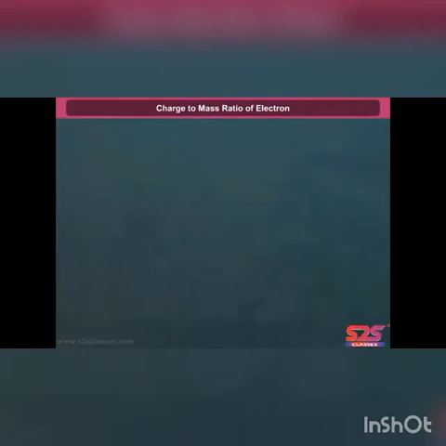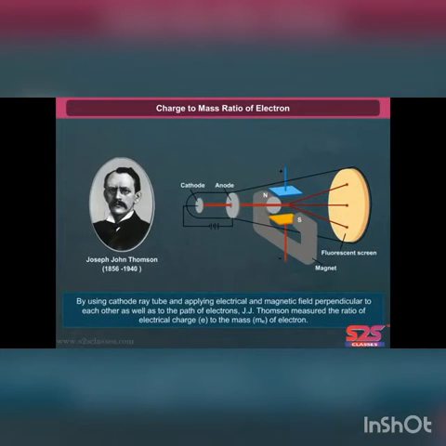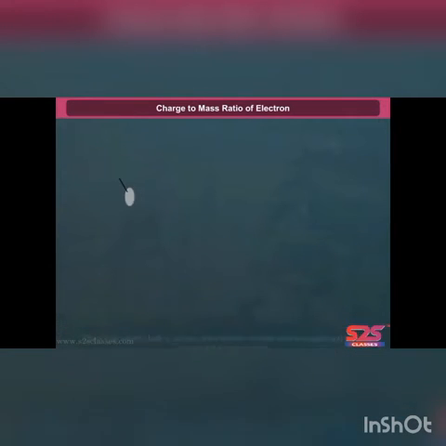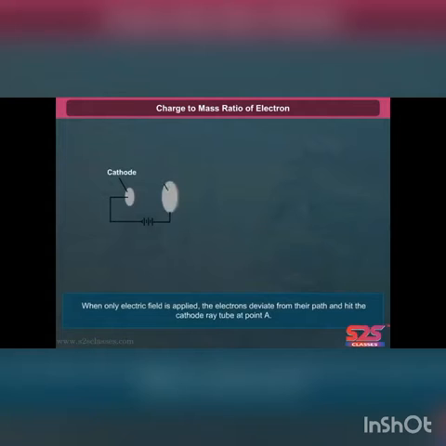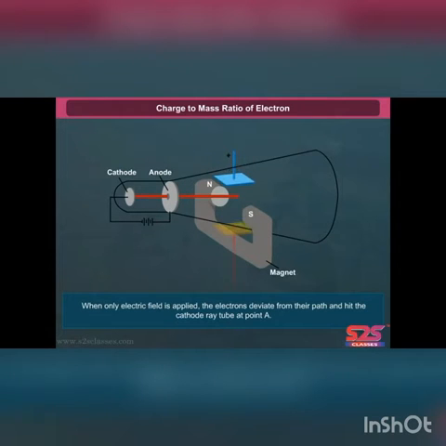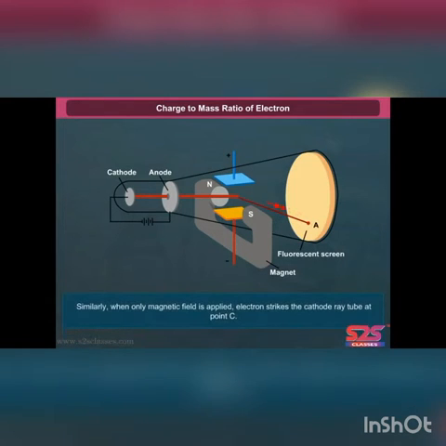Charge to mass ratio of electron. By using cathode ray tube and applying electrical and magnetic field perpendicular to each other, as well as to the path of electrons, J.J. Thomson measured the ratio of electrical charge e to the mass me of electron. When only electric field is applied, the electrons deviate from their path and hit the cathode ray tube at point A. Similarly, when only magnetic field is applied, electron strikes the cathode ray tube at point C.